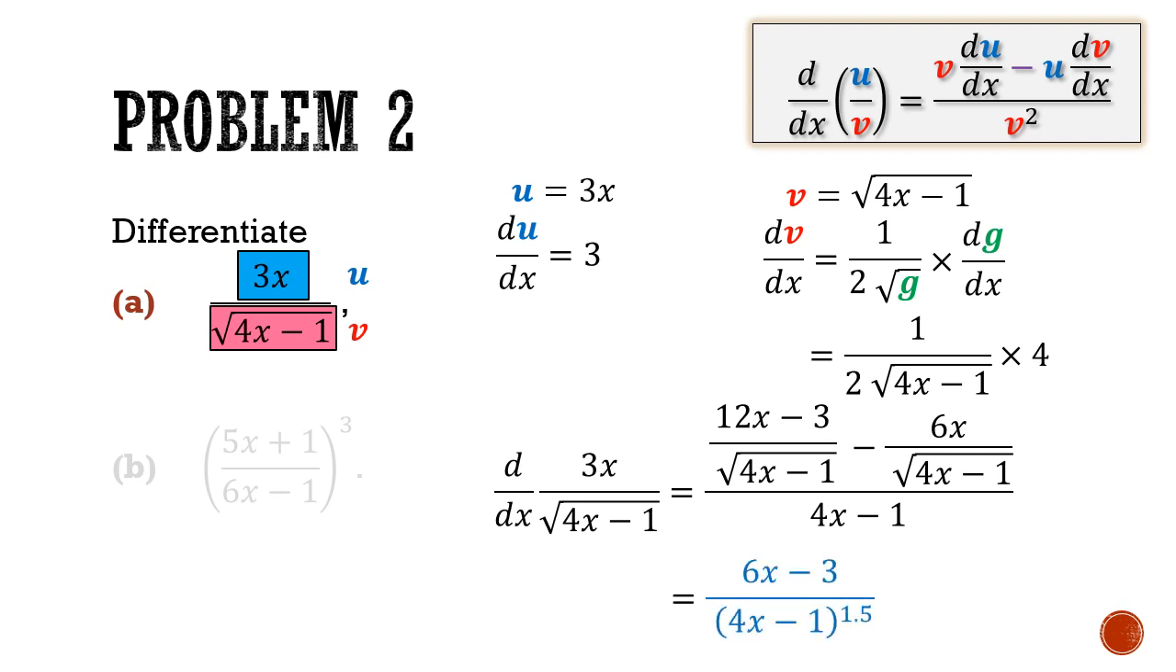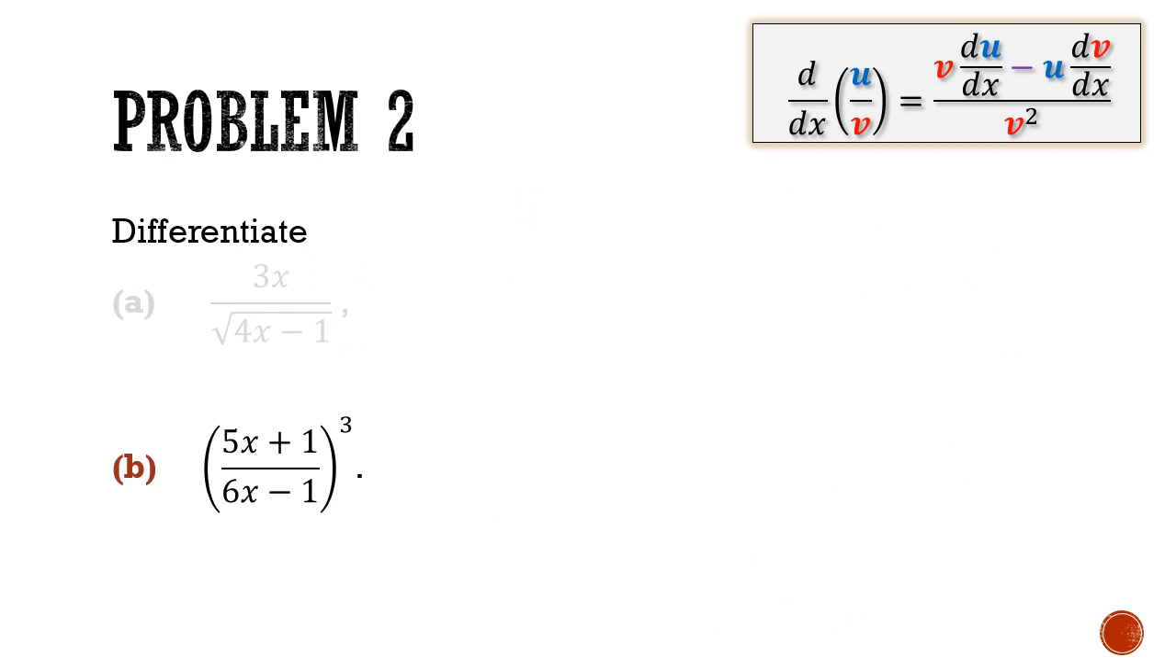So in total, what I'll get is 6x minus 3. So the 6x comes from 12x minus 6x. And for the denominator, I'll multiply the root of 4x minus 1 with 4x minus 1. That gives me 4x minus 1 to the power of 1.5. And that will be our final answer.